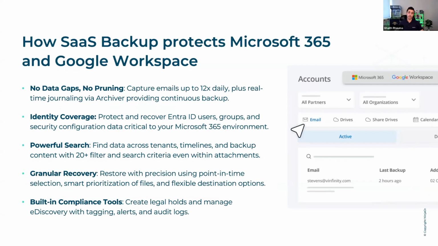Now, SaaS backup, right? Speaking of SaaS backup, the other side of things is how we protect 365 and Google Workspace. No data gap, no pruning. We have two ways of doing backup when it comes to online workspaces, so 365 or Google Workspace. You have the normal backup, which is performed 12 times per day, meaning one backup every 2 hours, or using Archiver. If you would like to have real-time backup to ensure every single bit of data is backed up, then Archiver, right?